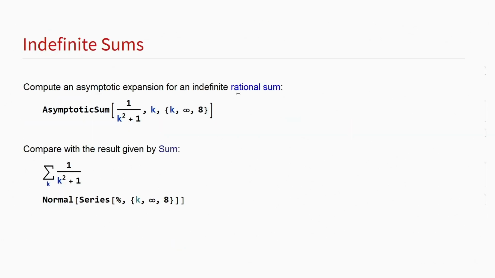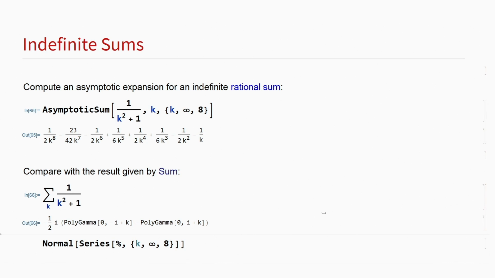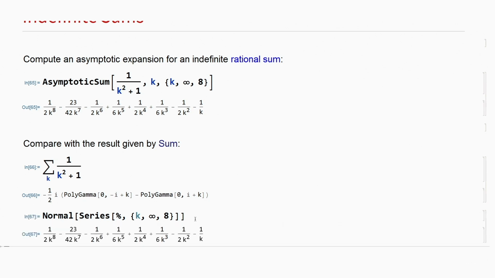So here's the first example where you have a kind of rational sum, 1 over k squared plus 1, and ask for an asymptotic, and you get back a series at infinity. Now in this case, of course, there's an exact formula from Sum itself, and if you do a series expansion of that, then you get back just the same result. Not very interesting, but the polygamma function in discrete calculus plays the same role as the logarithmic function in continuous calculus. So if you integrate a rational function, you get logarithms. If you sum it, you get a polygamma.